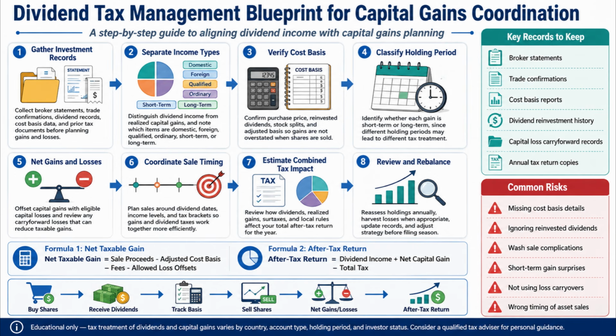After that, verify your cost basis. Cost basis usually starts with the original purchase price, but it may change because of reinvested dividends, stock splits, fees, or other adjustments. If the cost basis is wrong, your capital gain may be overstated or understated when shares are sold.